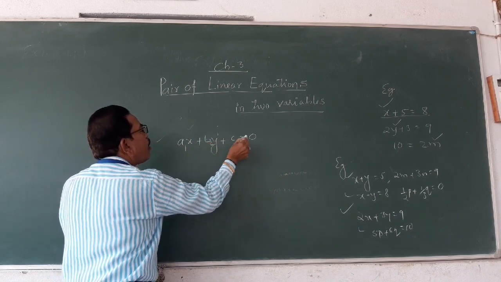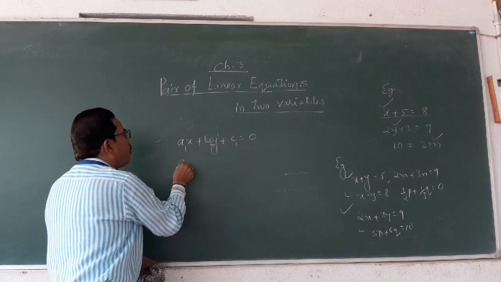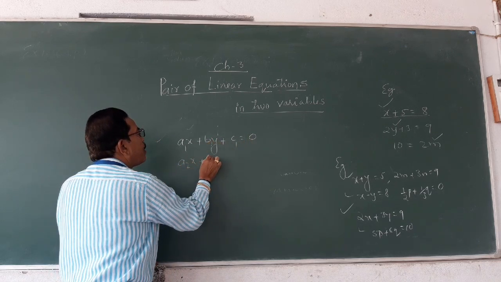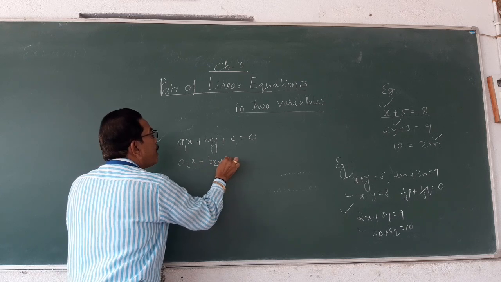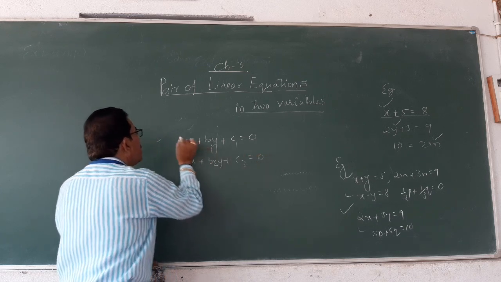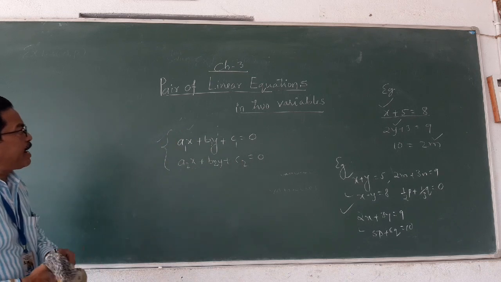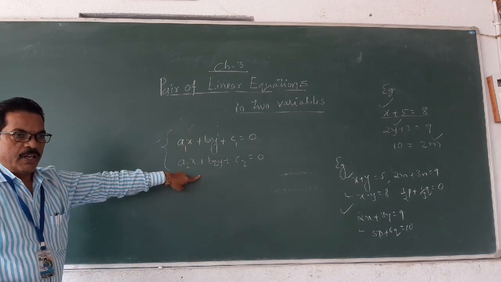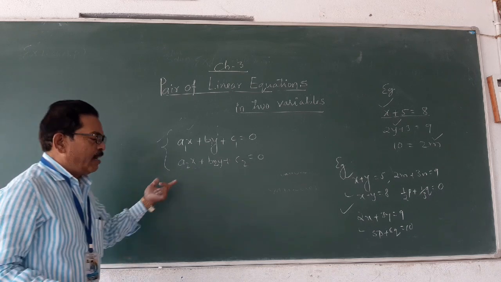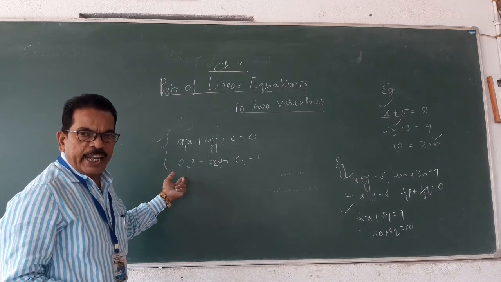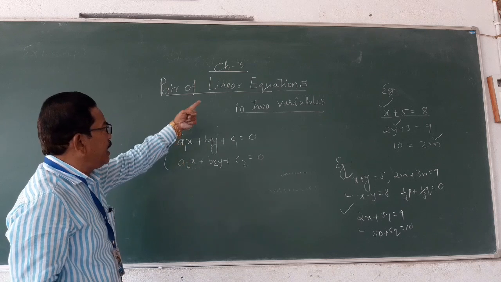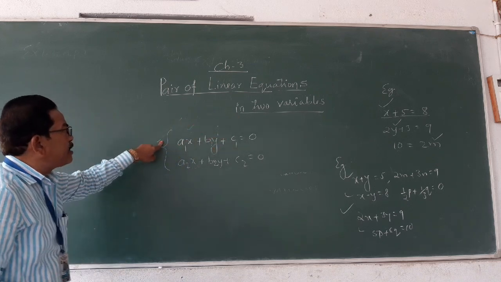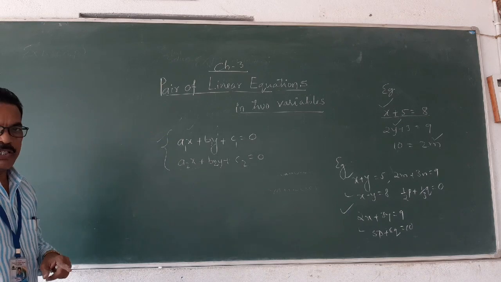a1x plus b1y plus c1 equals 0, a2x plus b2y plus c2 equals 0. This is the general format of a pair of linear equations in two variables. Simply we can define it as two linear equations expressed in pairs is known as a pair of linear equations.